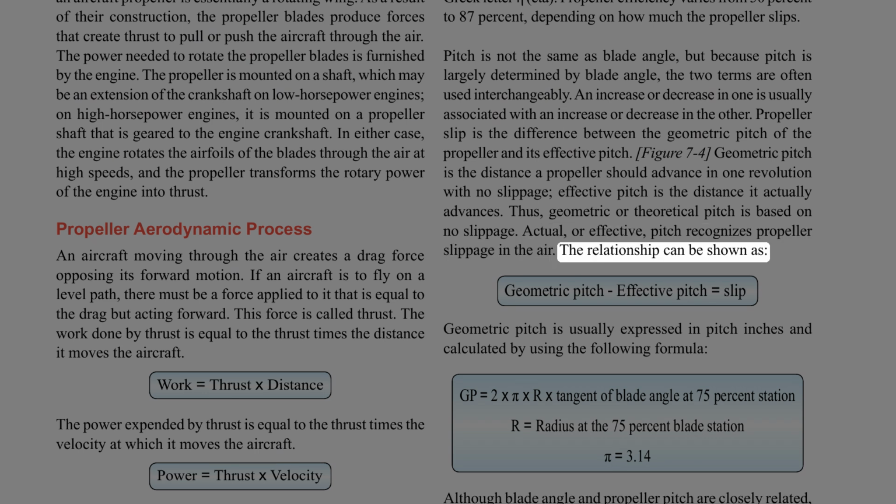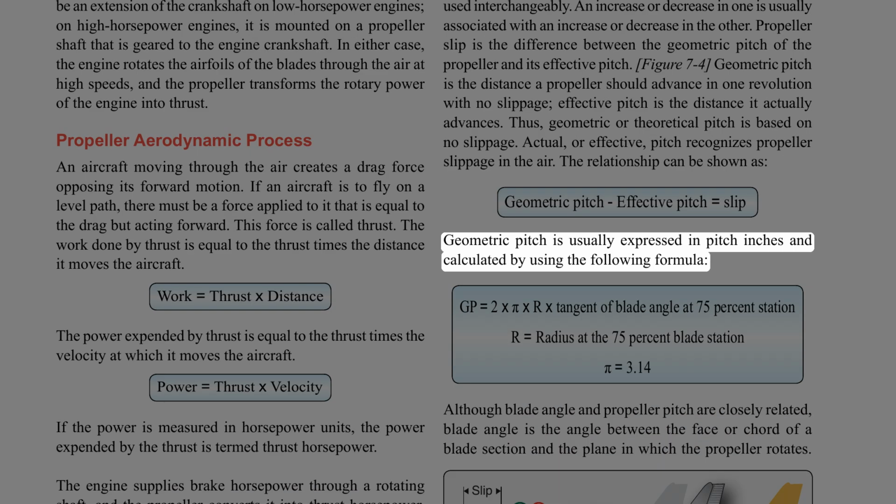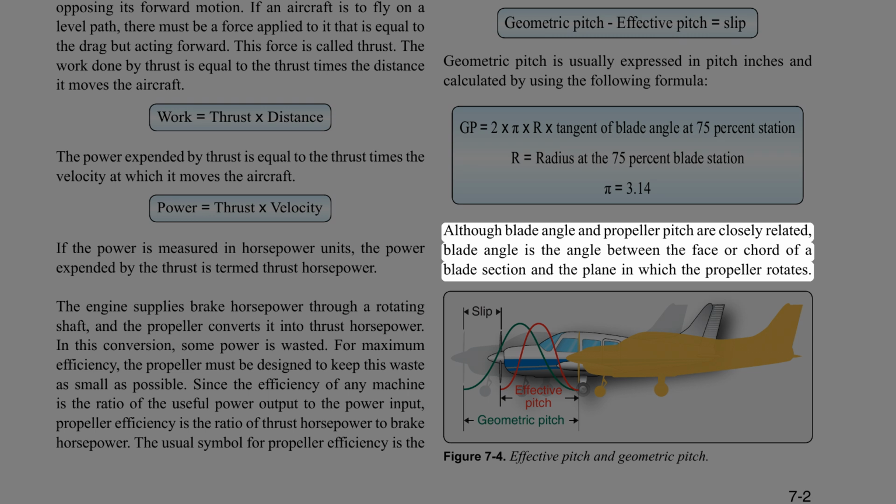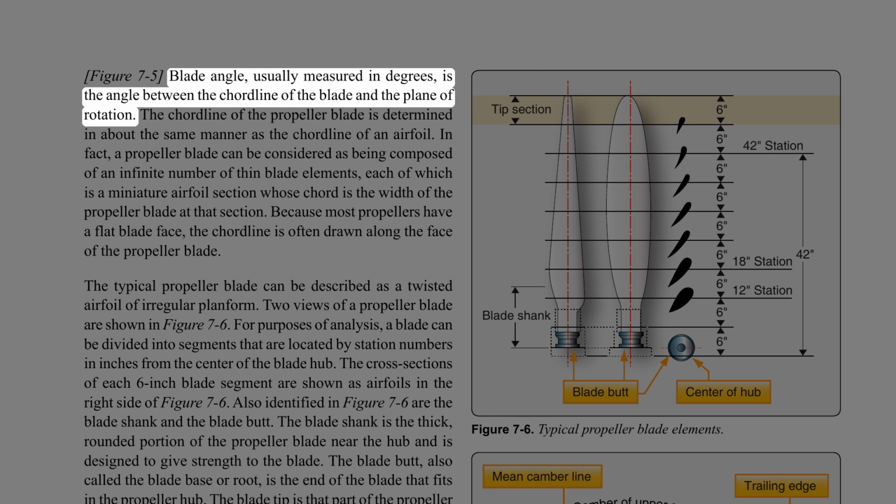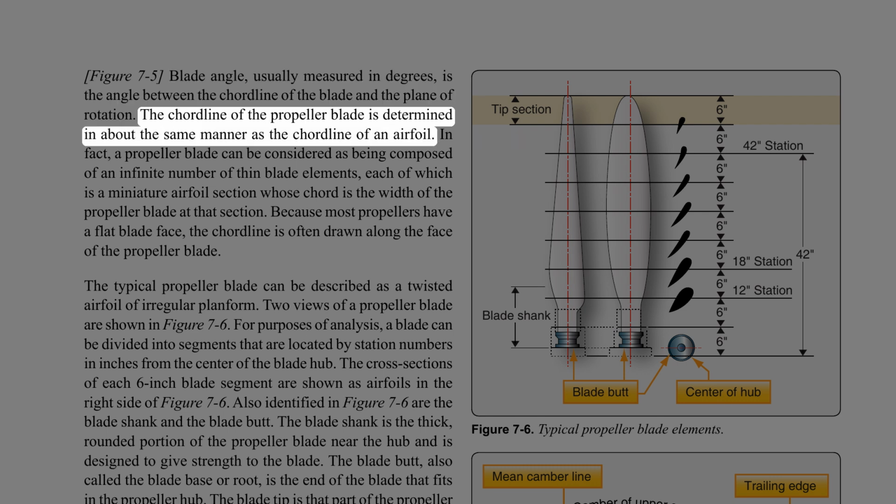The relationship can be shown as: geometric pitch is usually expressed in pitch inches and calculated by using the following formula. Although blade angle and propeller pitch are closely related, blade angle is the angle between the face or chord of a blade section and the plane in which the propeller rotates. Blade angle, usually measured in degrees, is the angle between the chord line of the blade and the plane of rotation.